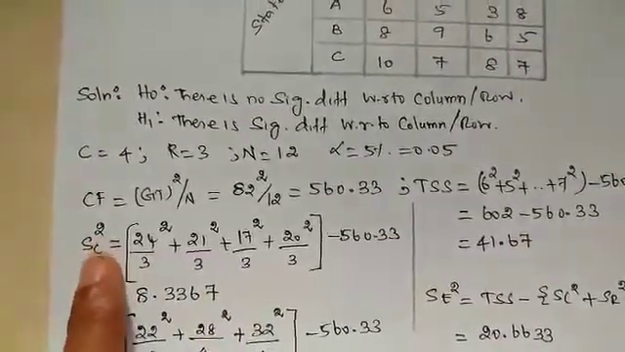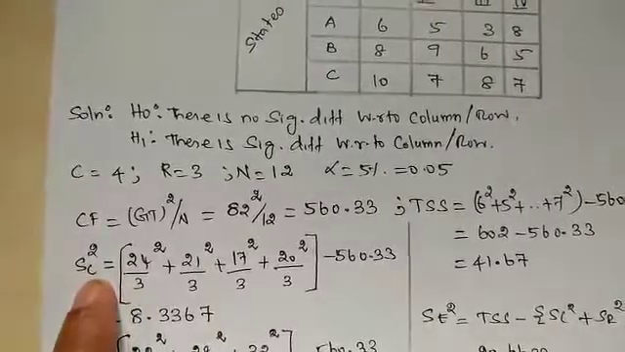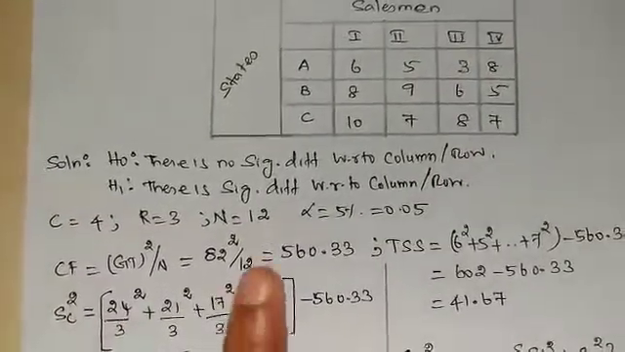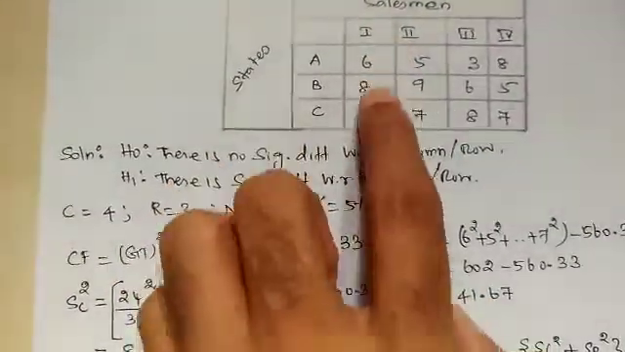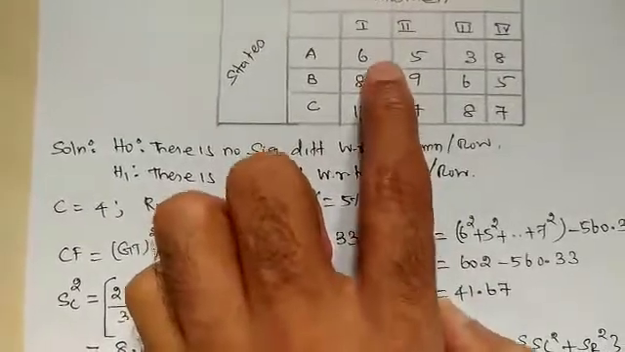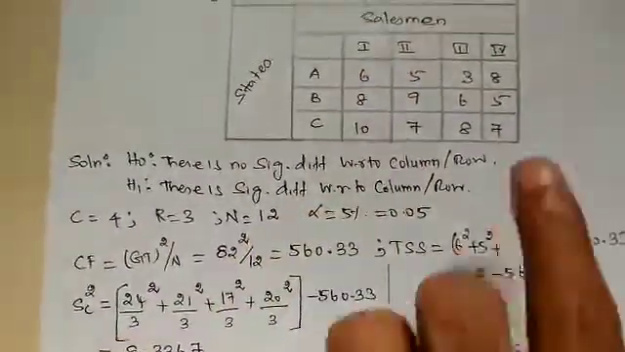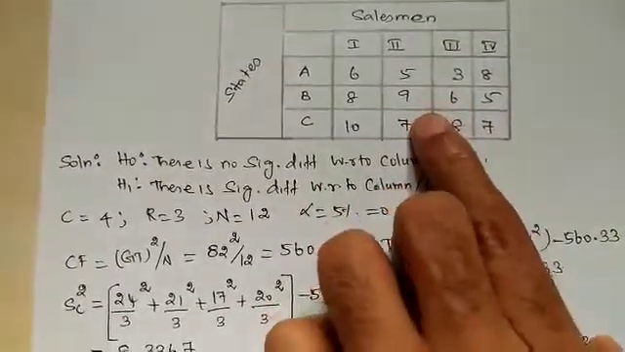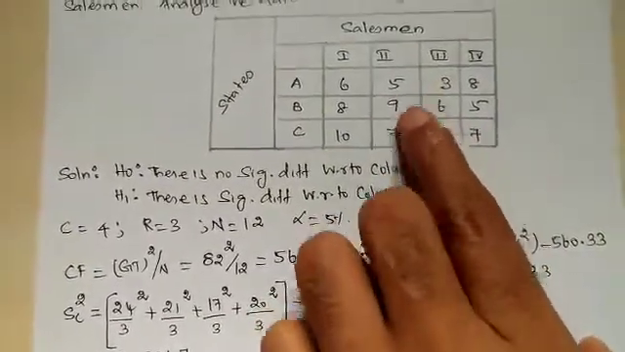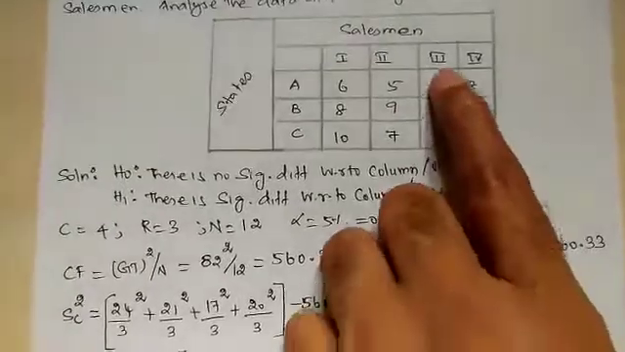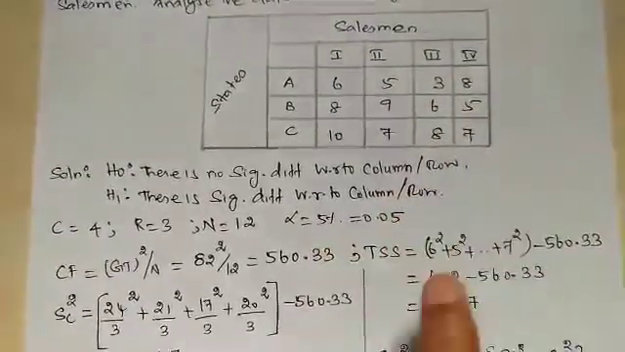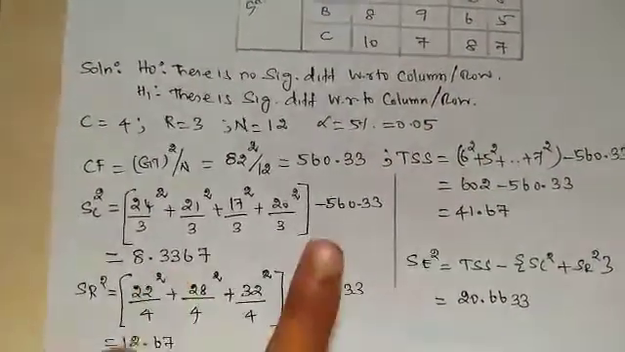Next we need to find SC square. What is SC square? It is the sum of squares of column totals. For that, what is the first column? Find the total: 10 plus 8, 18, plus 6, 24. So 24 square divided by the number of elements, 1, 2, 3. So divided by 3. Next, 9 plus 7, 16, 16 plus 5, 21. 21 square divided by 3. Like that we need to do for 2 more columns, minus the correction factor.